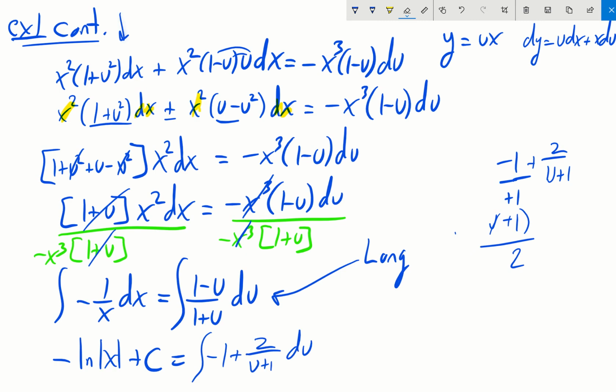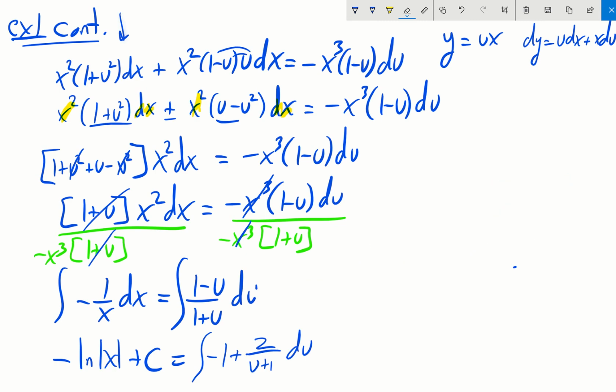Now we can go ahead and integrate that. We have the negative of the ln of the absolute value of x plus c is equal to the antiderivative of negative 1, which is going to be negative u plus, to do this one, it's a u substitution, but you're going to get 2 times the natural log of the absolute value of u plus 1. And there we have it. So this will give us our function u.